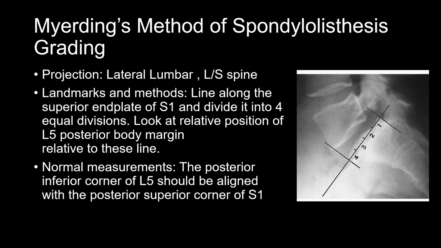Meyerding's method of spondylolisthesis grading. To do that, we pretty much divide the sacral base into 4 sections, and then we look and see where L5 sits on the sacral base, which section, and it can actually be applied to any other level. So if it was L4 and L5, we would just divide the L5 superior articular surface into 4 zones, and we would just determine the level of slippage of the vertebral body over the one below.